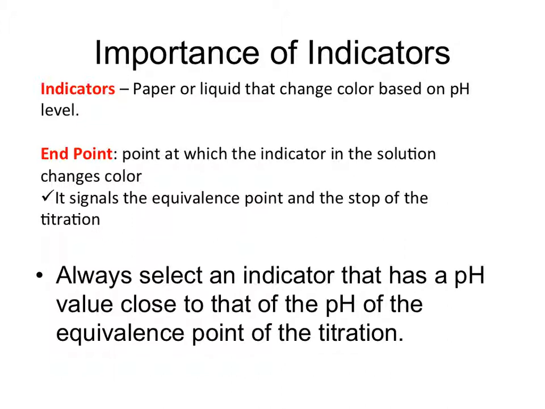We always want to select an indicator that has a pH value close to that of the pH of the equivalence point of the titration.